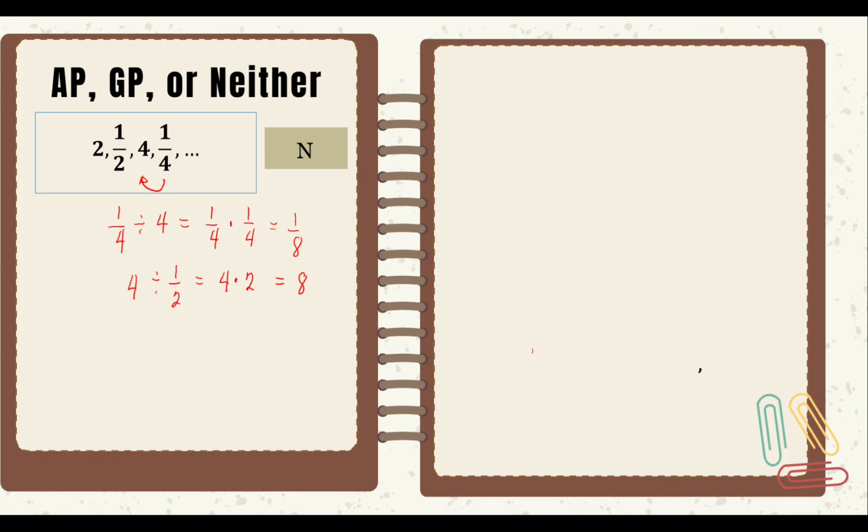Then we have the next one. We have here figure numbers, dots. Take a look at this. Will the dots be forming a geometric progression, or will the dots be forming an arithmetic progression? I'll give you time to think about the answer.